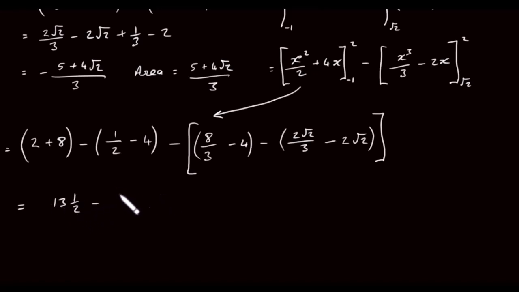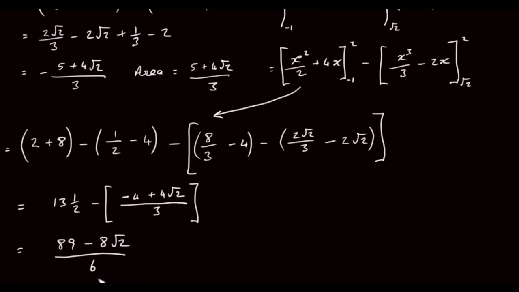Okay, let's do all of this then. Well, let me just leave that there. I've got 8 1/3 minus 4. I'll just quickly do this on my calculator, and what I'll actually end up with is -4 plus 4√2 over 3. Now, when I do all of that then on my calculator, just give me a second to do that. Okay, so I got 89 minus 8√2 over 6.